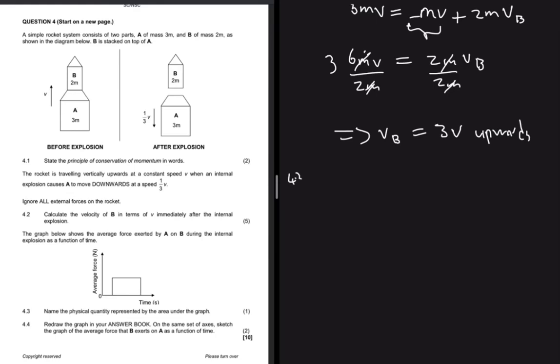So if we move ahead, we have 4.3, which says the graph below shows the average force exerted by A on B during the internal explosion as a function of time. And there we have it. On the y-axis we have average force, and then on the x-axis we have time. The question says, name the physical quantity represented by the area under the graph.